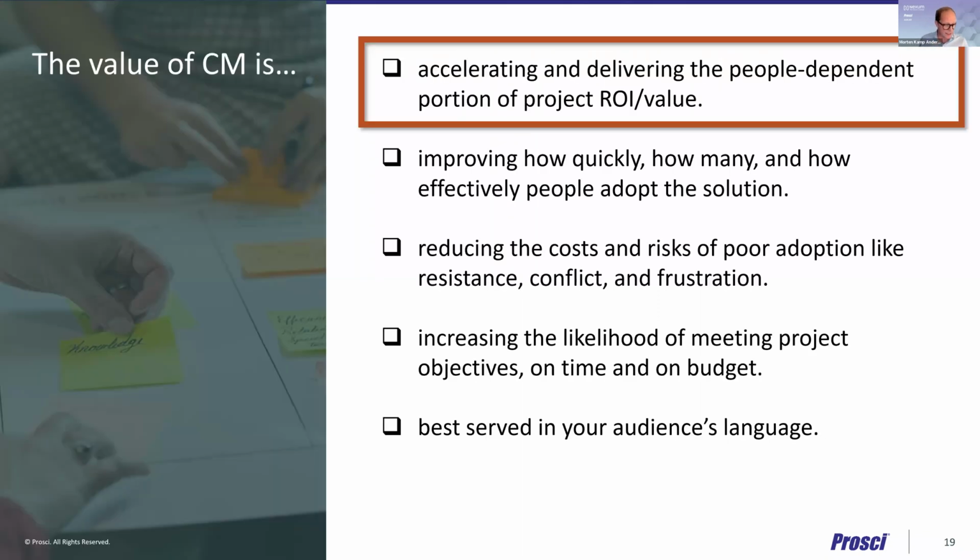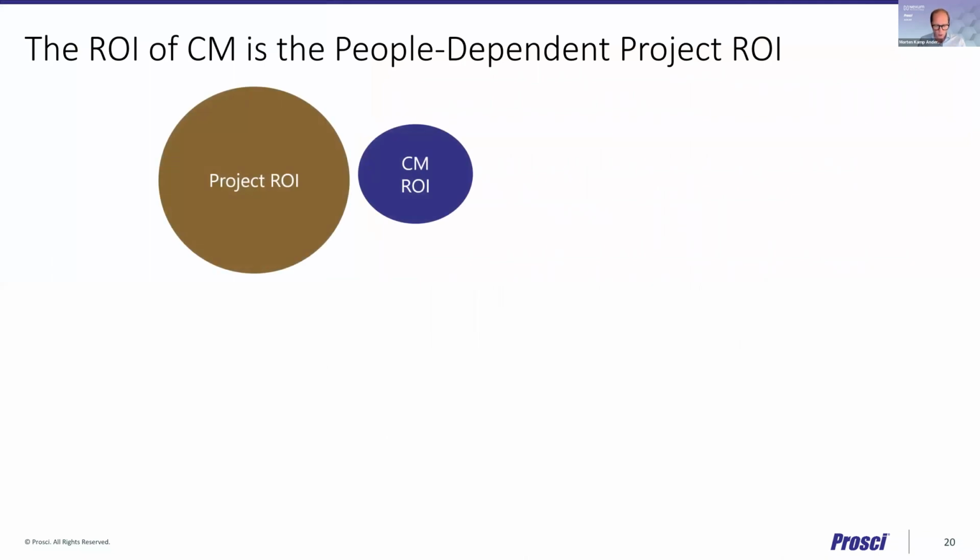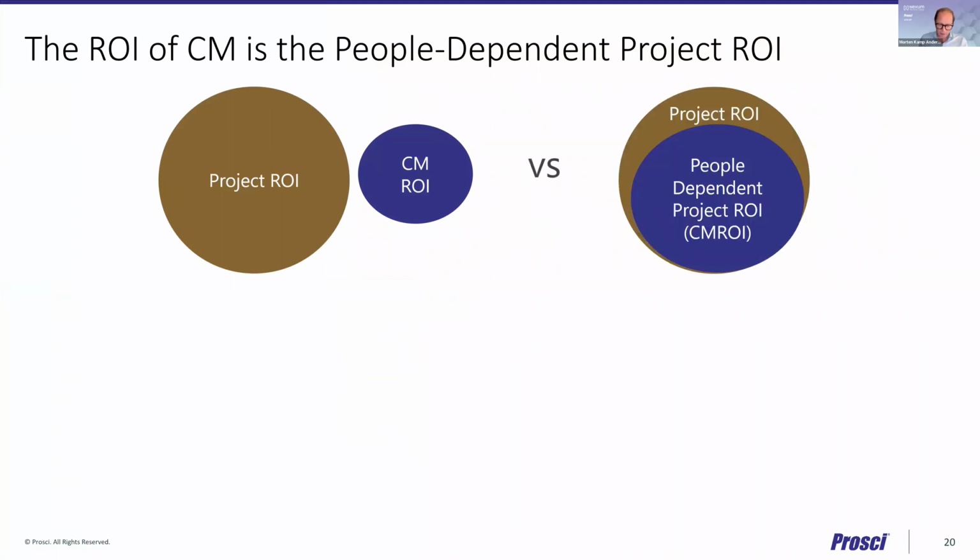So the first one is really accelerating. So going back here, the first one is really accelerating the value and delivering the people-dependent portion of project ROI. And this thinking really began to emerge over the years when we asked the question, which is, what is the ROI of change management? And when we started to ask that question, we really asked it as if it was something that was separate from the ROI of the project. But then we say, no, no, no, that's really not what it's about. And the Venn diagrams are really one and the same, right? They're part of the same diagram.